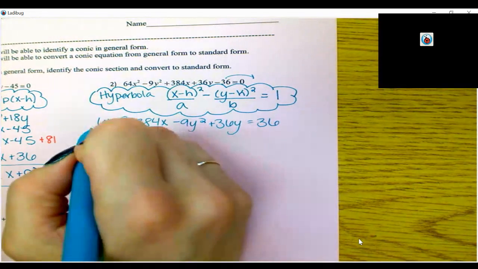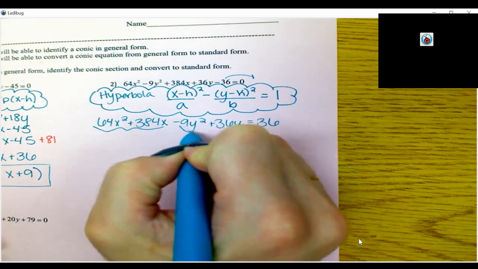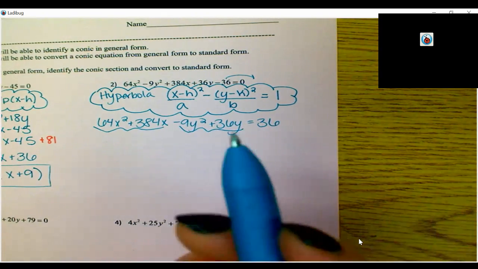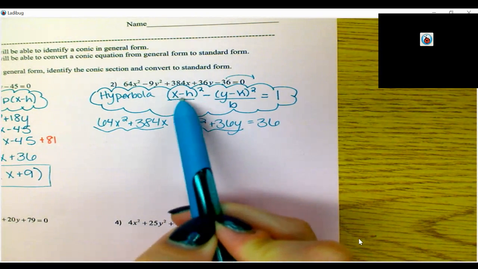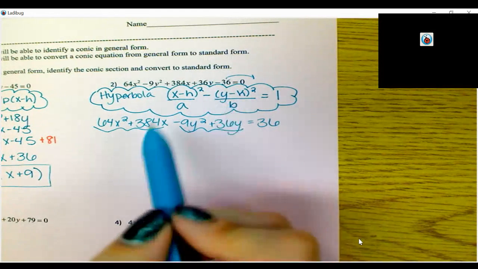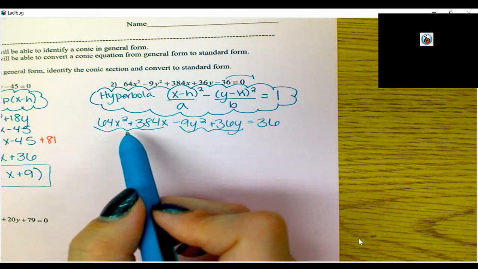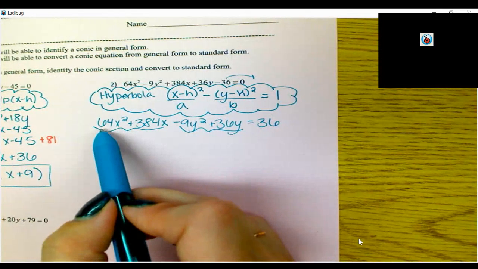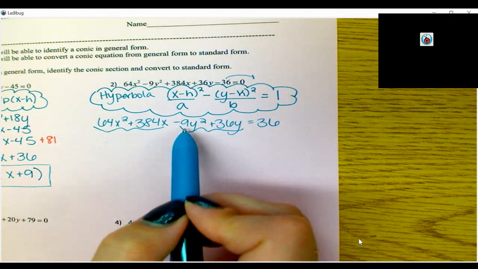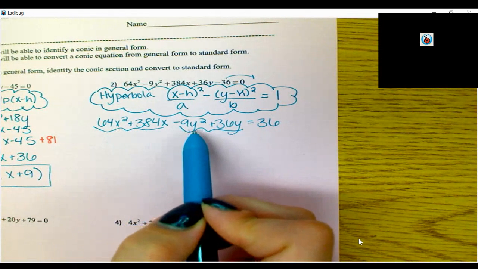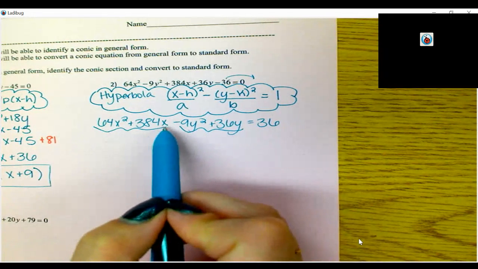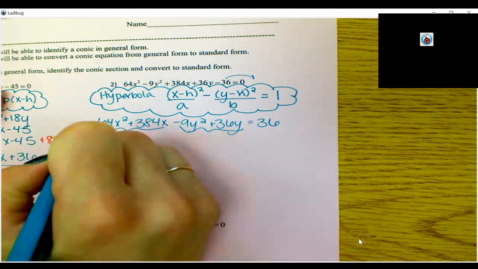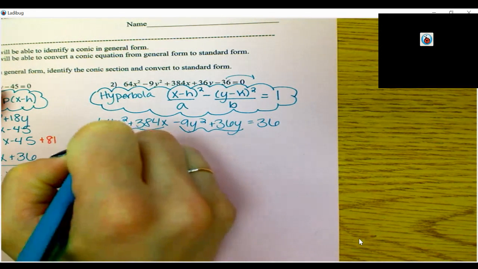And then from there, I'm going to deal with my x's and my y's separately. But again, notice that there's nothing in front of your x and your y here. And completing the square is very tricky if you have a coefficient. So because there's a 64 in front of the x squared and a negative 9 in front of the y squared, those are the values I'm going to factor out before I complete the square. So I'm going to factor out a 64.